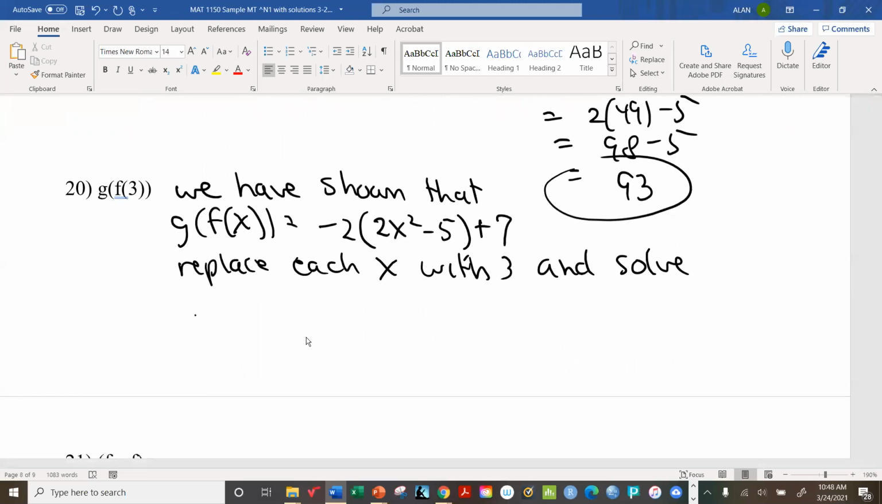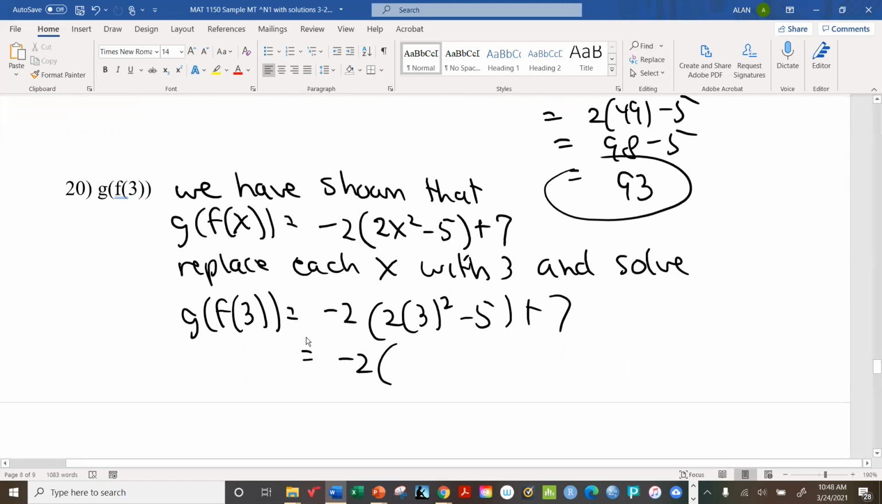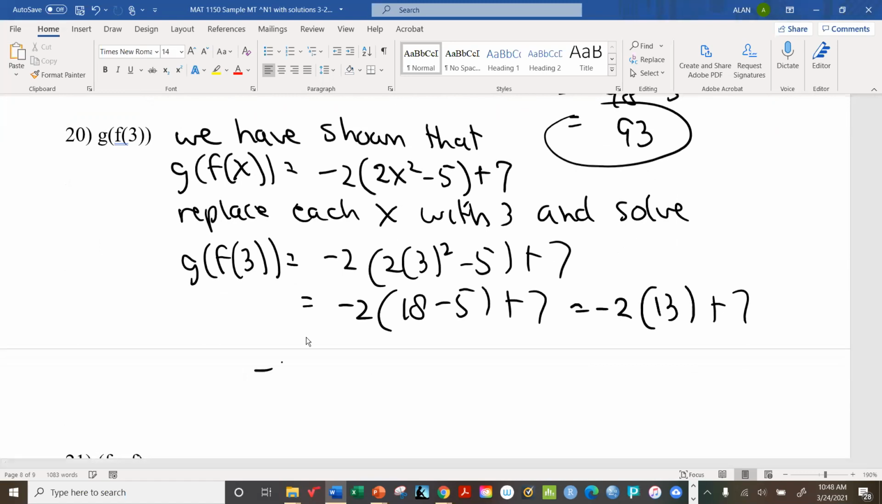So therefore, we'll have minus 2 times 3 squared minus 5, plus 7. This is 2 times 9, 18, minus 5. Equals minus 26 plus 7, negative 19. All right.